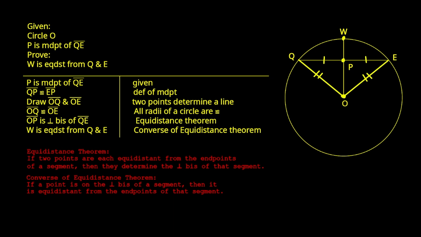Then from there, if we were to draw line segments from O to W and from E to W, those would be congruent because, converse of equidistance theorem, if a point is on the perpendicular bisector of a segment, then it is equidistant from the endpoints of that segment. And that is our proof.